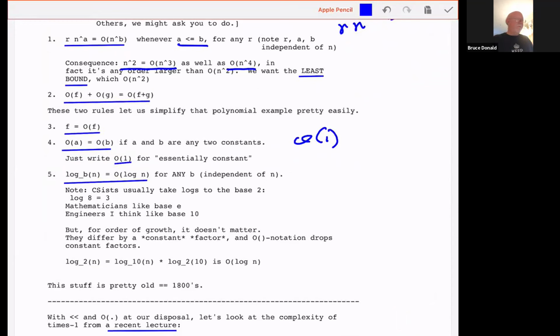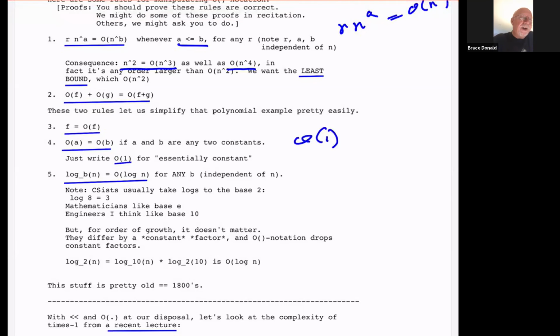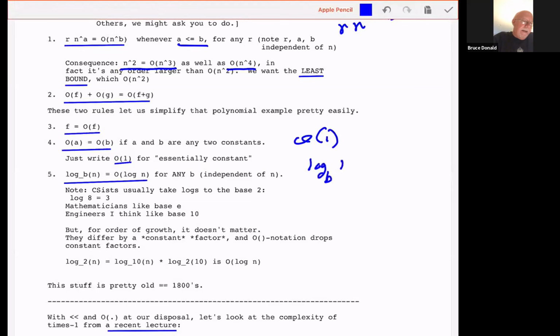Now here's a pretty cool one. And I think this is the only one that's maybe worth proving together. I'll try to do this at the end of the class if the internet holds out. So log base b of n is just equal to order log n, and we don't need to write the base down.